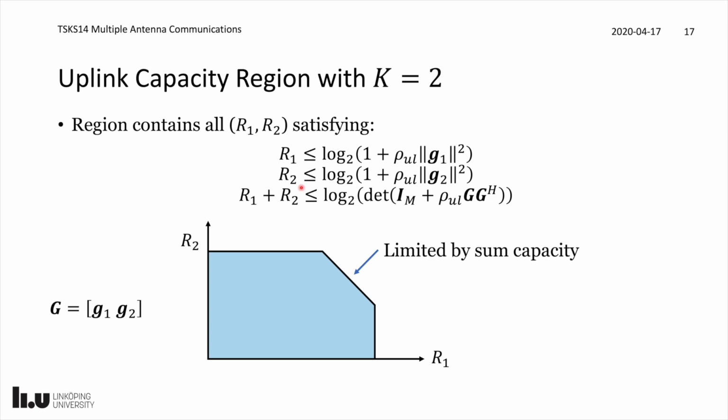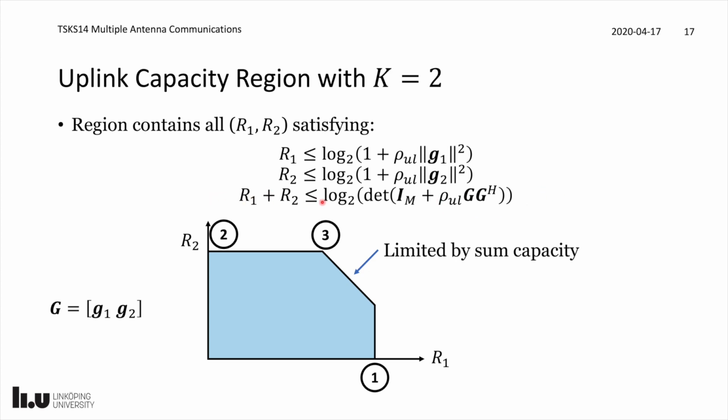And if we are serving user 2, then we have a capacity of log2 of 1 plus rho uplink times the squared norm of its channel vector. From the previous slide, we saw that the sum capacity, R1 plus R2, is log2 of the determinant of an identity matrix plus rho uplink times the channel matrix multiplied with its conjugate transpose. Now we have some different operating points. At this point, we are only serving user 1. At this point, we're only serving user 2. Then we have the opportunity of applying successive interference cancellation to achieve this sum capacity.